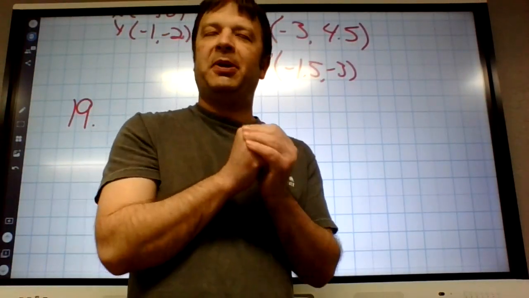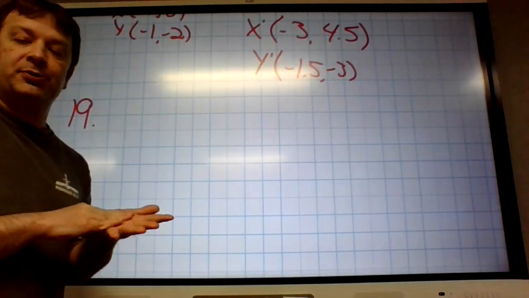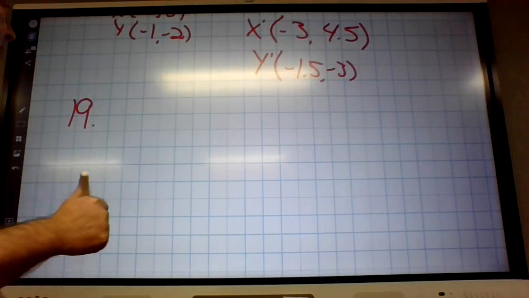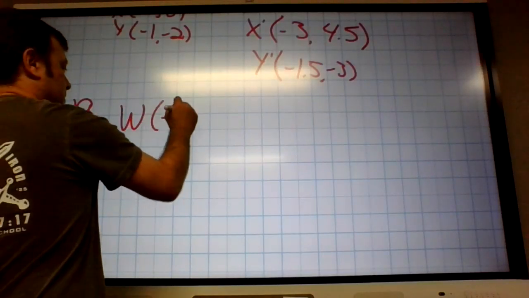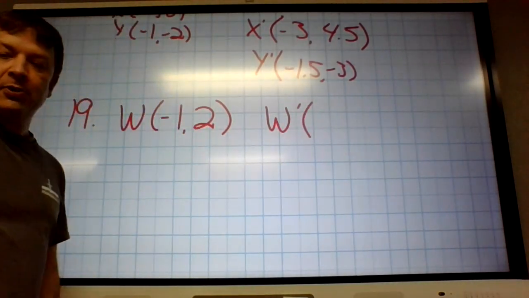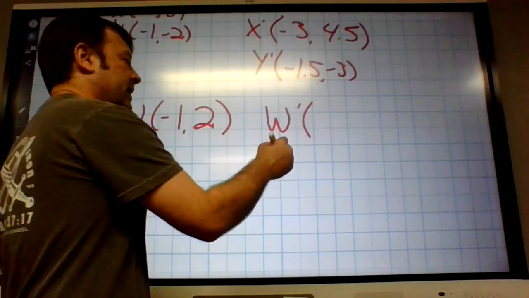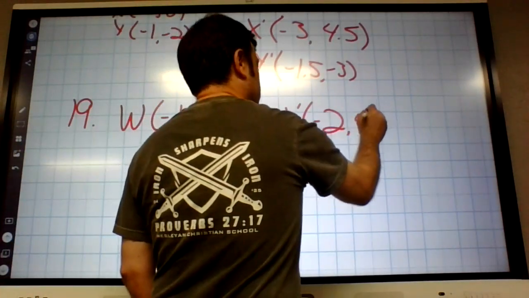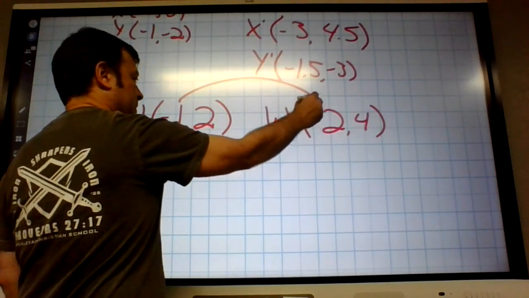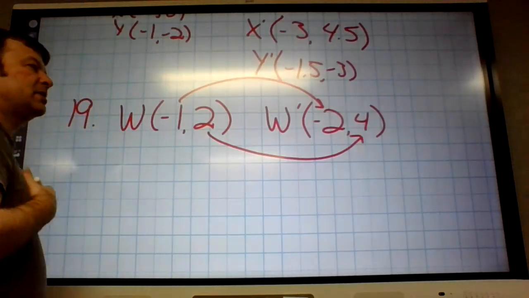Just like the other pages, you want to focus on one point. So for example, if I look at W on 25, W starts at negative 1, 2. And then if I look at W prime, it's left 2 up 4, so it's negative 2, 4. So the question is, how did they get from here to here? Times 2.